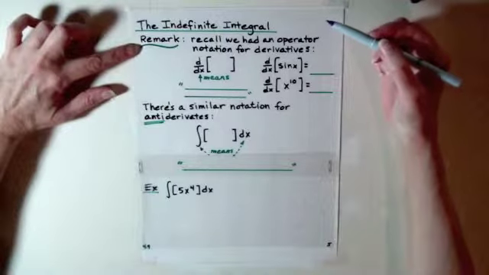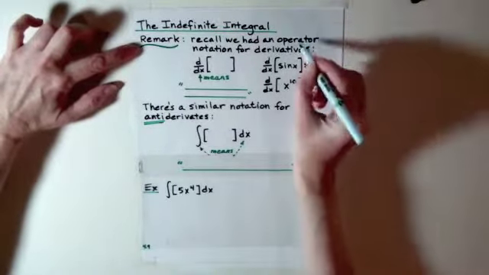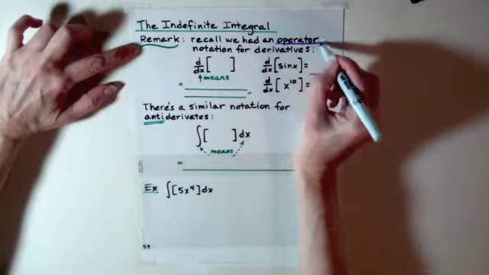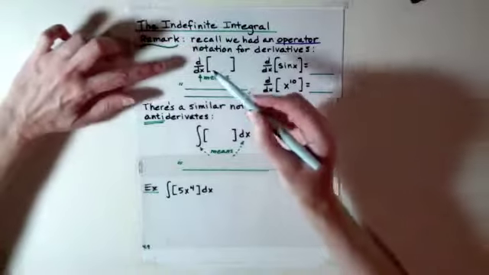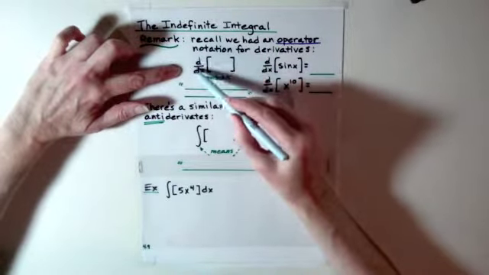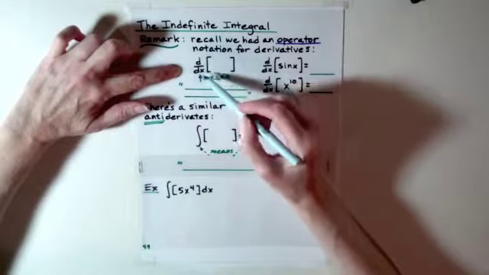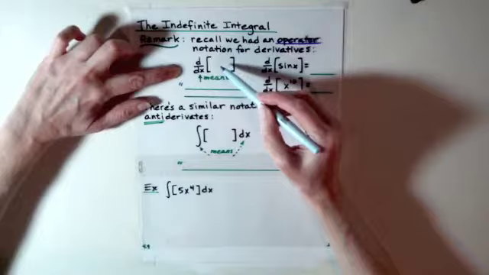So I want to remind you, this is just a little remark, that we had what was called an operator notation for derivatives. We've used it many, many times. Remember how the operator notation looks? It's a d over dx, this looks like a little fraction, and then usually we have square brackets and there's some function inside here.